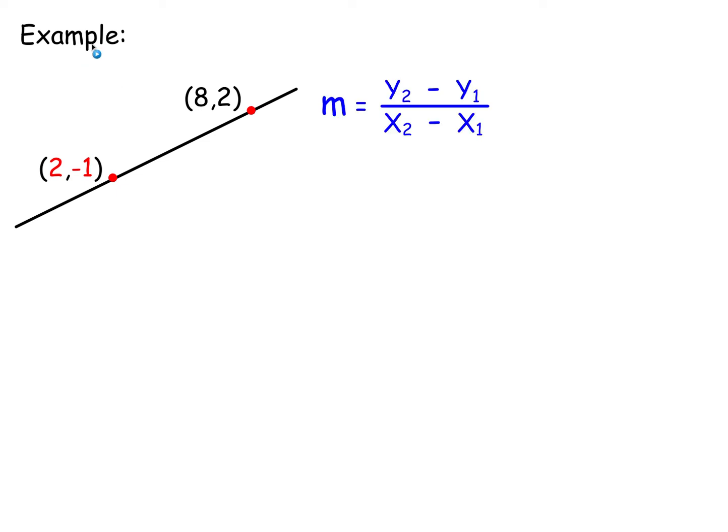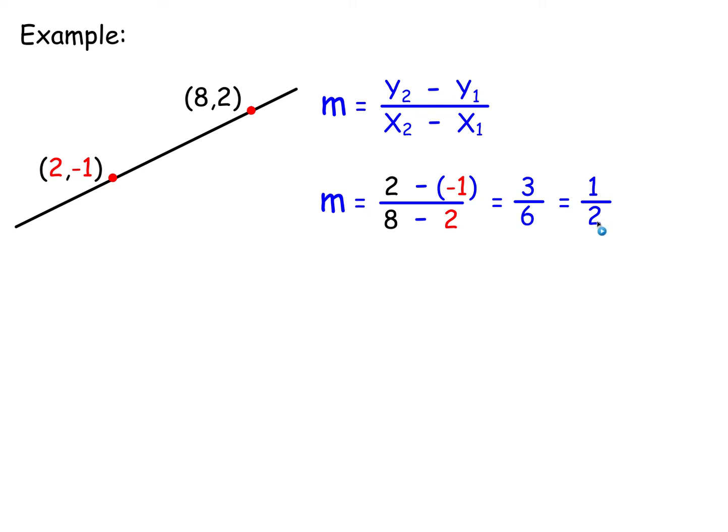The gradient, from that gradient formula, y difference over x difference. I'm going to take top point minus bottom point here. Y coordinate 2 minus the y coordinate -1, that's on the top line. The x coordinate 8 minus the x coordinate 2, that's for the bottom line. So, y difference 2 subtract -1, that's 3. The x difference 8 minus 2, that's 6. We've got 3 over 6, which is a half.